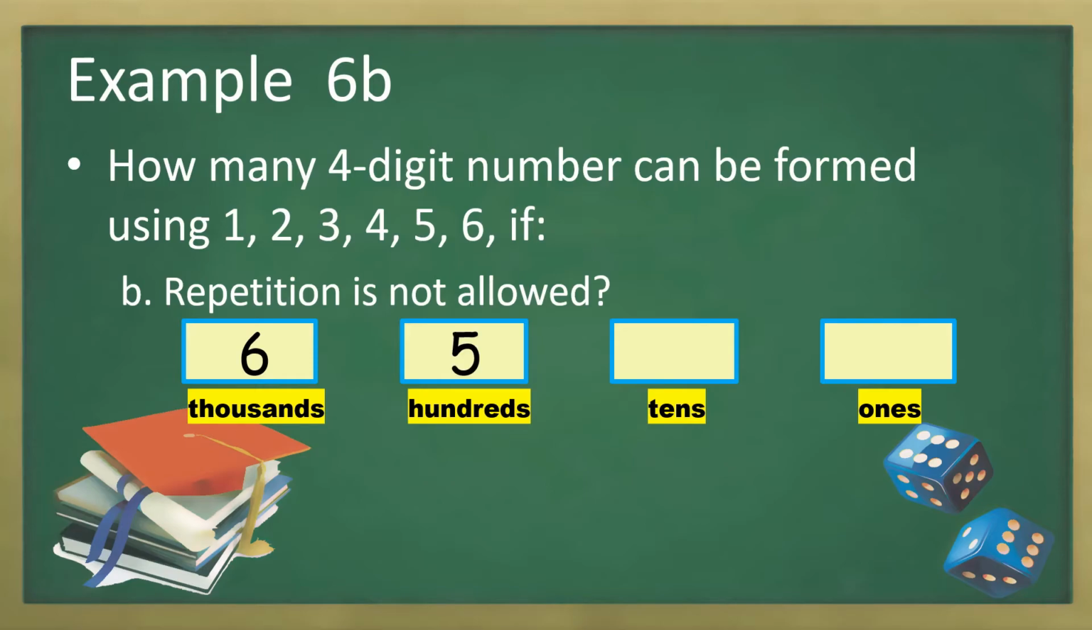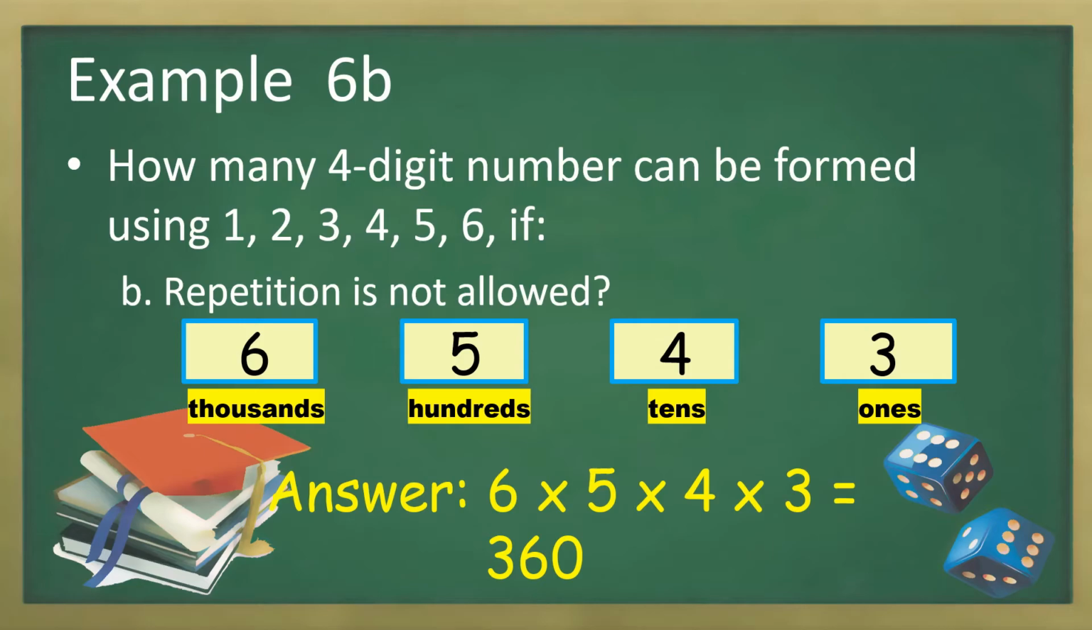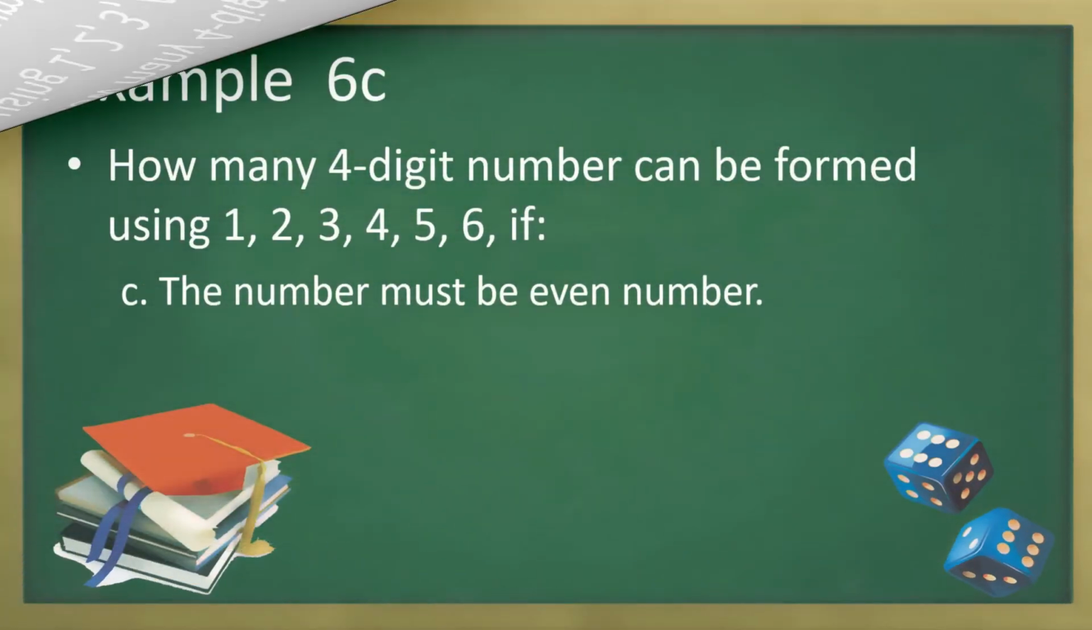For the tens place, we're going to have 4 choices because we have to remove another one number from our choices because we already put it on the hundreds place. Then for the ones place, we're going to have only 3 choices because we have to remove again another one for our tens place. So therefore, we will have 6 times 5 times 4 times 3, which will give us 360 4-digit numbers. So therefore, we can form 360 4-digit numbers using 1, 2, 3, 4, 5, 6 if the repetition is not allowed.